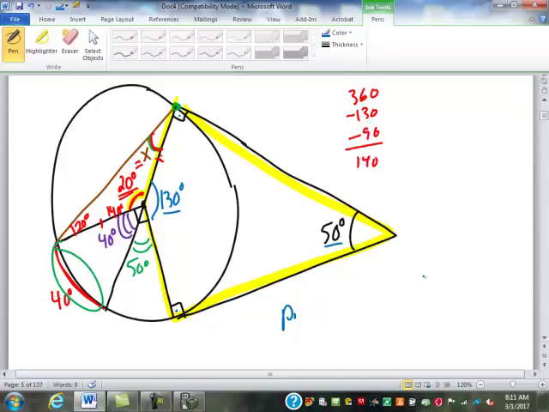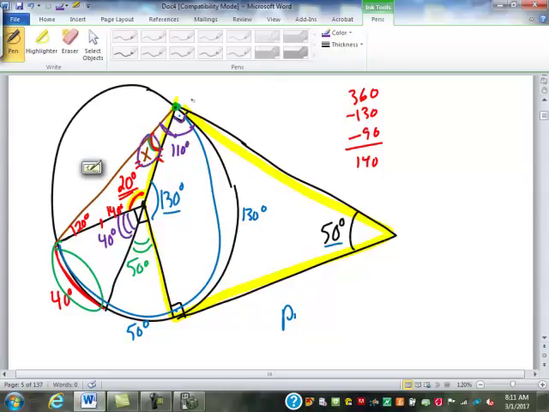I mean, one way you could go about it, I suppose, is that's 50 degrees. This is a 130 degree arc. So all the way around here is a 220 degree arc. Since that's 220 degrees, this has to be 110 degrees here. Subtract 90 would leave 20 there. So there's another way you could go about it. That one's a little bit longer way to get to it. But yeah, there's always going to be multiple ways to get there.